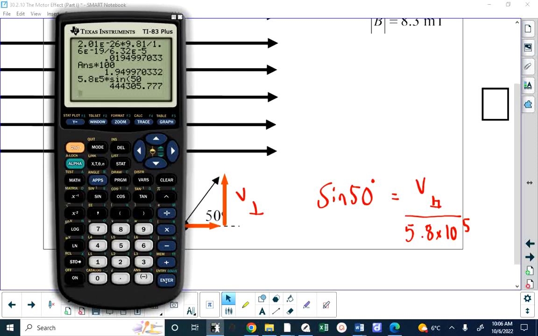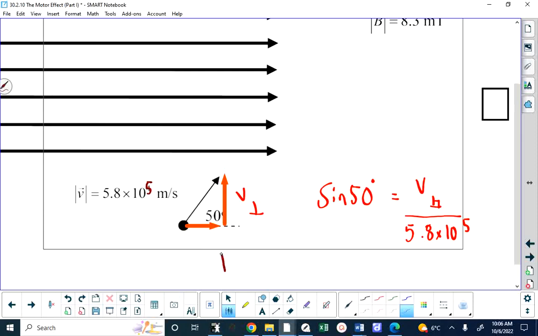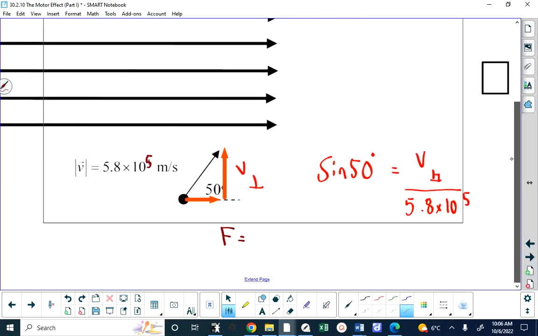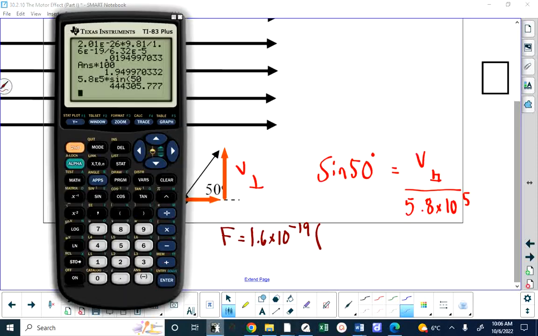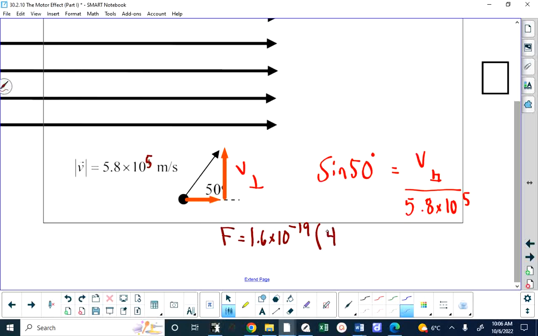So now you're going to take QVB is the force. Q is an electron, proton, 1.6 times 10 to the negative 19, times V, which is that number we just had, 444,306. You can carry all the decimals. Times the magnetic field of 8.3 times 10 to the negative 3, because it's millitesla, and we'll get our answer.